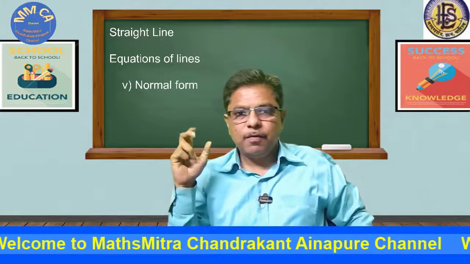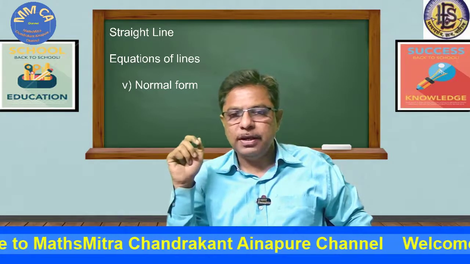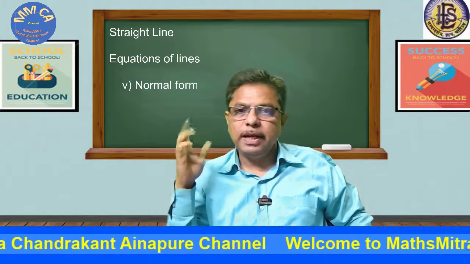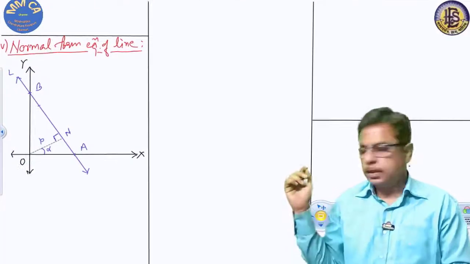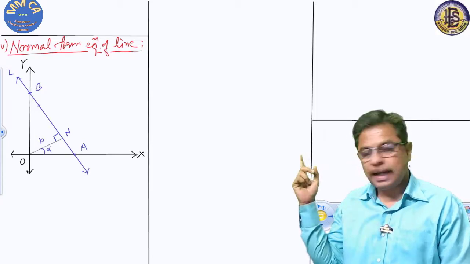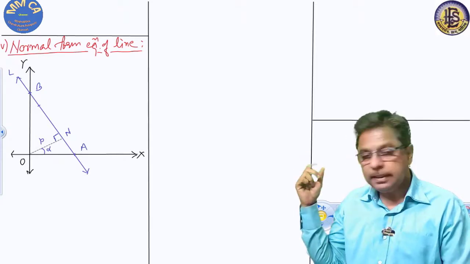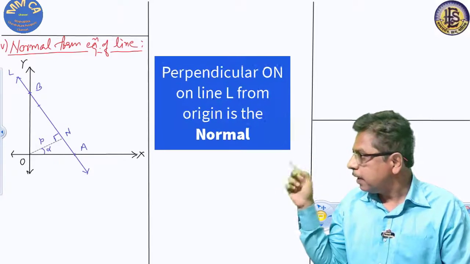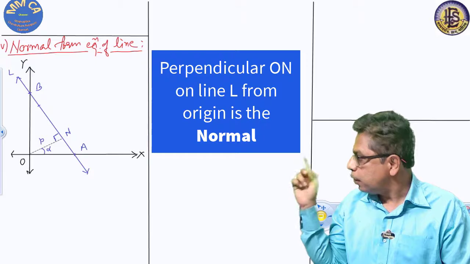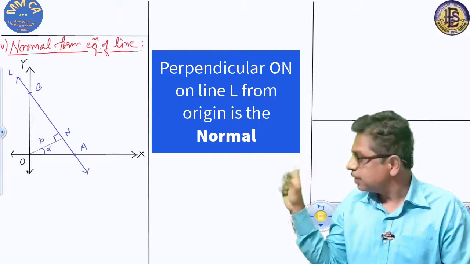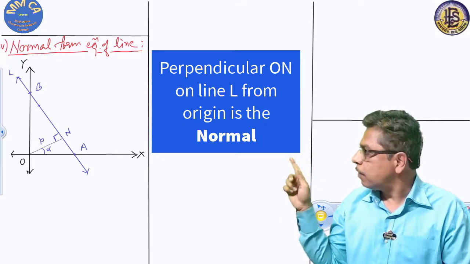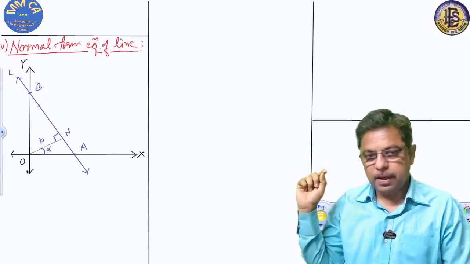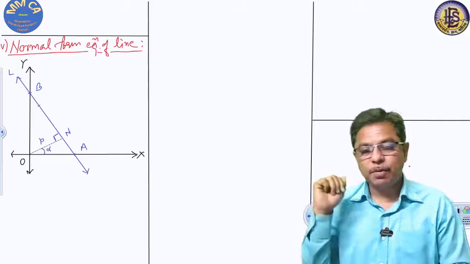So we'll see what is the meaning of normal here and how we can write that normal form equation of line. So we consider a line L here, and on this line we have drawn a perpendicular line segment from origin, that is ON. So it is called a normal, the perpendicular drawn from origin on the line. So this is the normal ON. And now see what is the information given here.